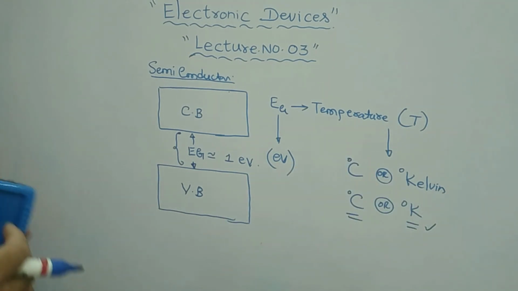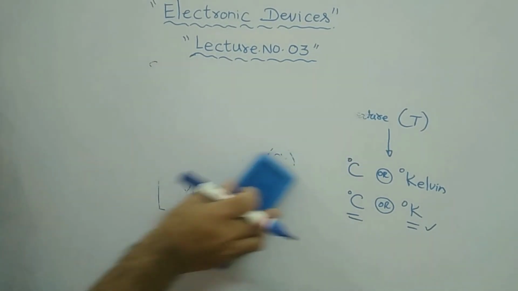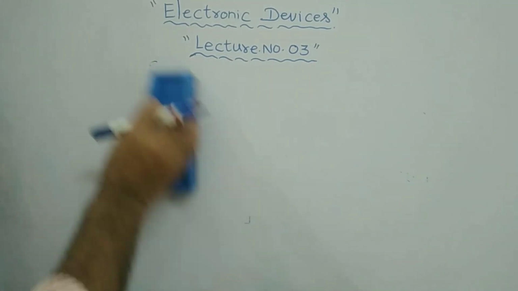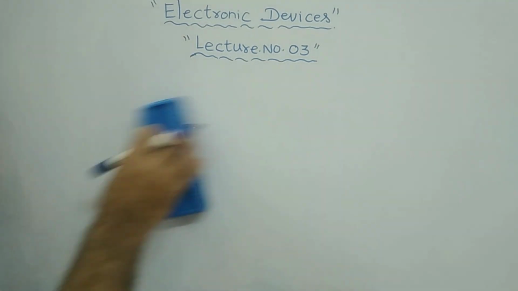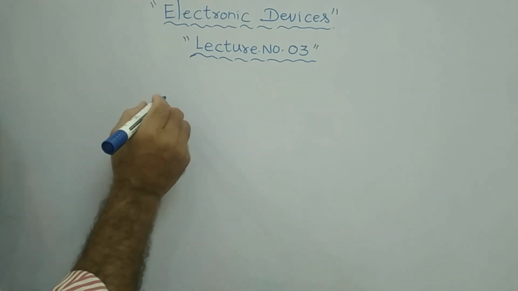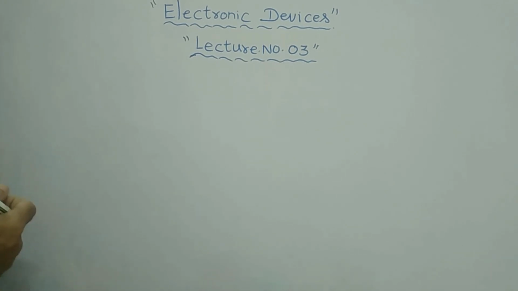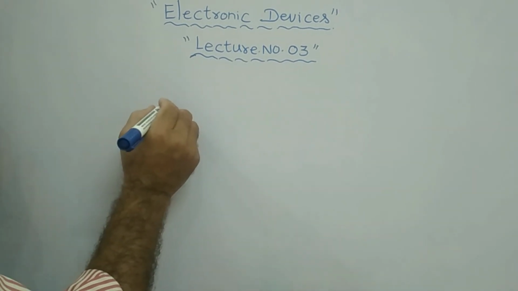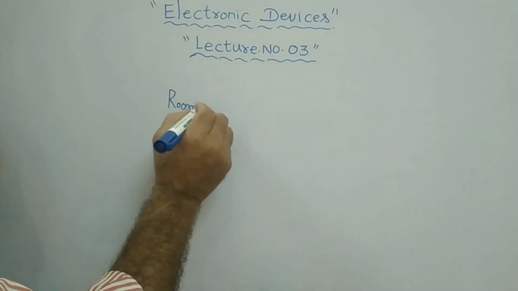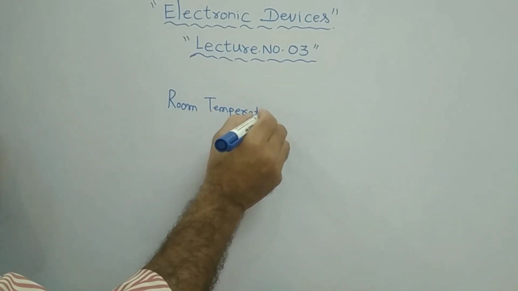So here, clear? Now I am going to explain what is the relation between energy gap and temperature. Before going to explain that relation, I would like to give one important note. Normally different types of temperature come across while studying this subject. We will consider room temperature most of the time. Room temperature, right?